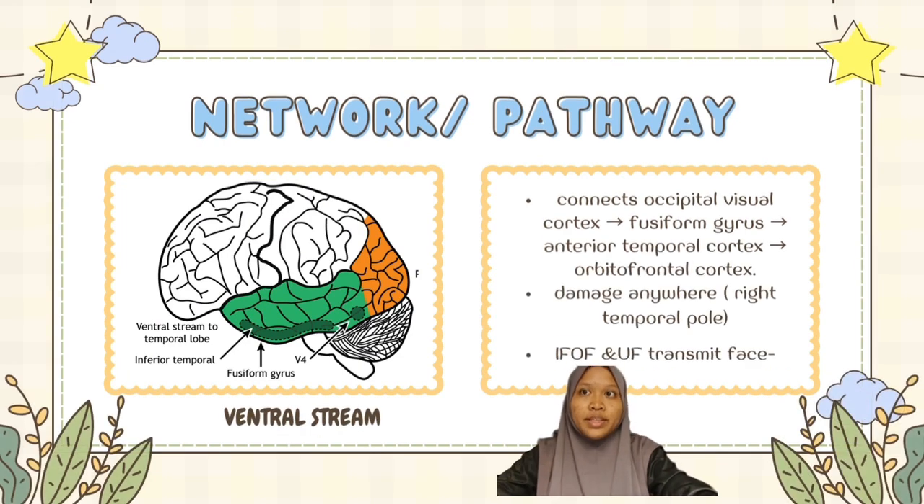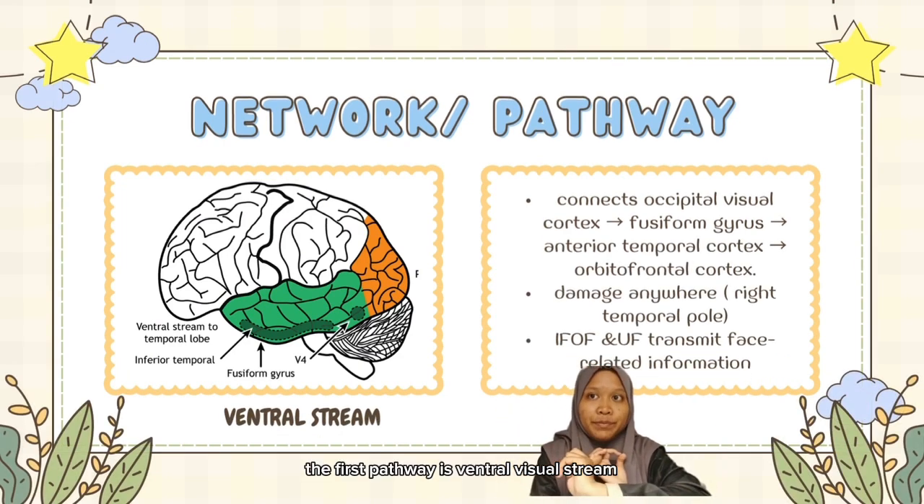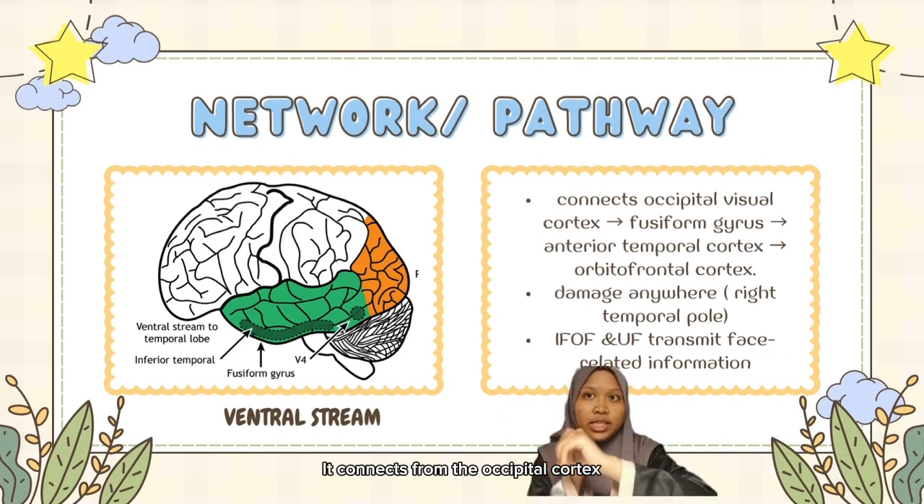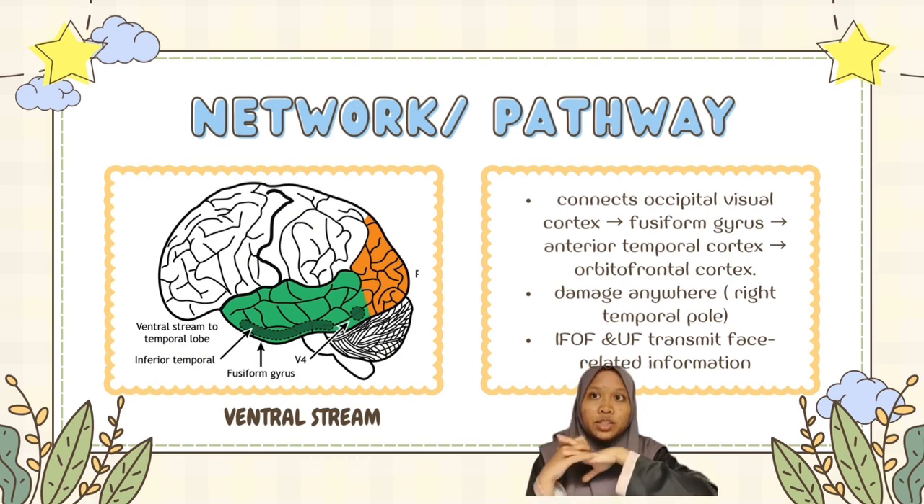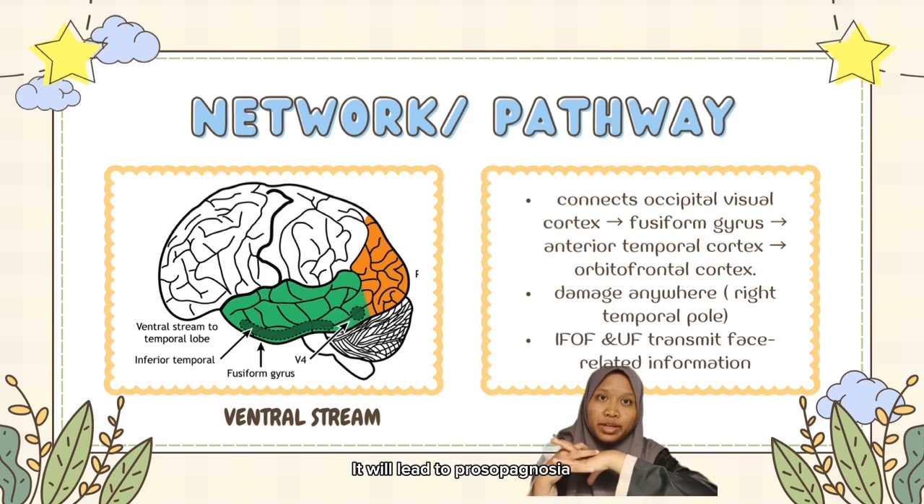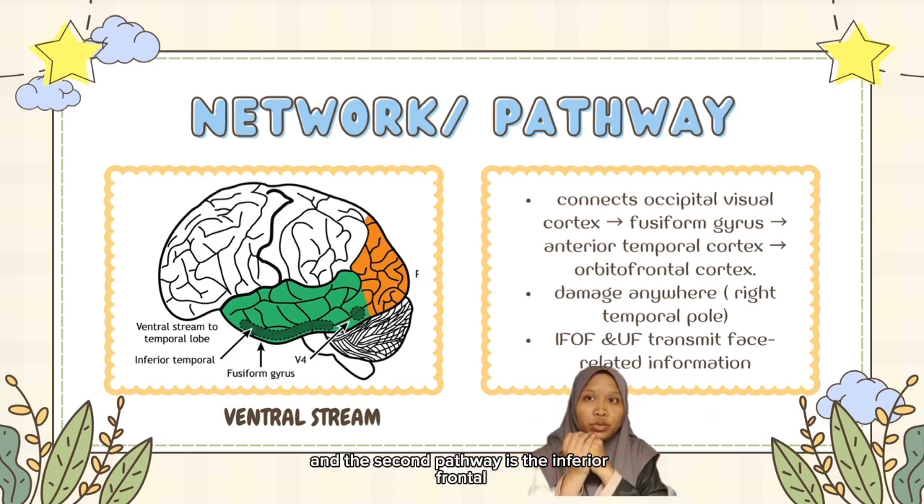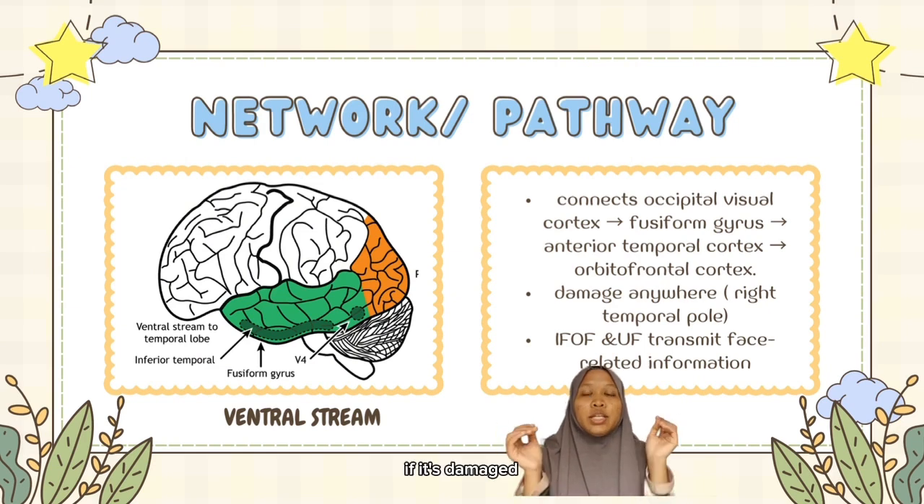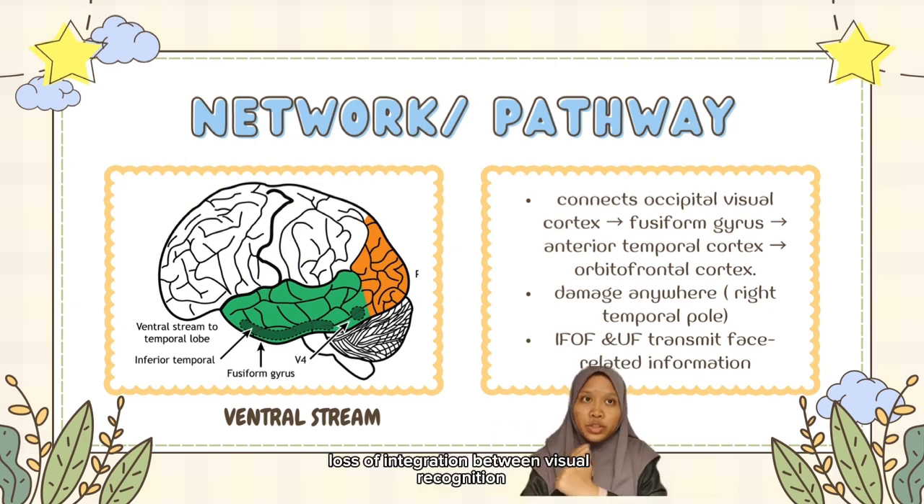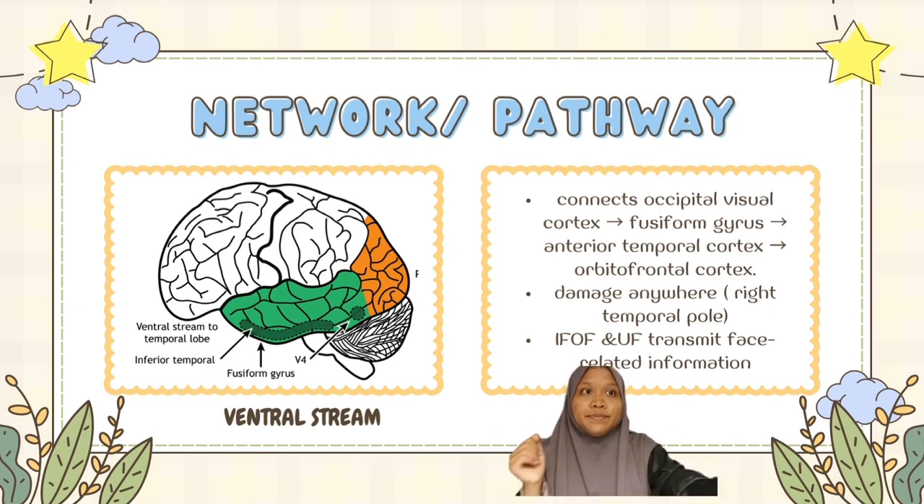And now, the pathways. The first pathway is the ventral visual stream. It connects from the occipital cortex to the fusiform gyrus, to the anterior temporal lobe, and lastly to the orbitofrontal cortex. This is responsible for object and face identity recognition. So if it degenerates, it will lead to prosopagnosia. The second pathway is the inferior fronto-occipital fasciculus, IFOF, and the uncinate fasciculus, UF. These are white matter tracts linking visual temporal regions to frontal emotional centers. If damaged, there will be a loss of integration between visual recognition and emotional or social meaning.